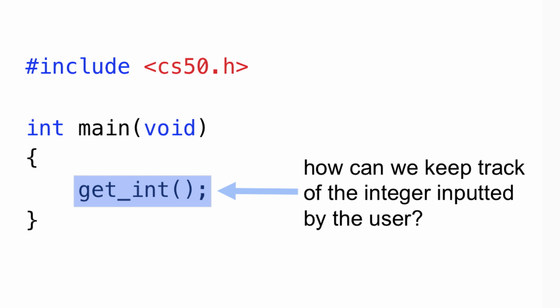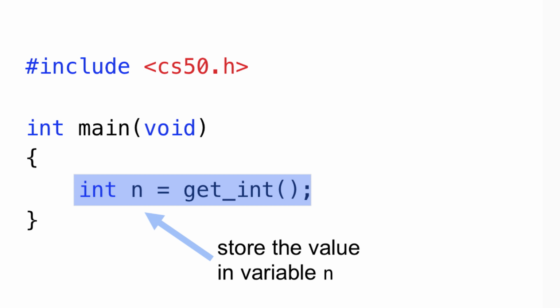So now we have a function that ensures that the user inputs an integer, but how can we actually keep track of the integer inputted by the user? Well, all we'll do is store this value in a variable, say n. So if I declare an integer n and I set that value to getInt, then n will store whatever value the user inputted.